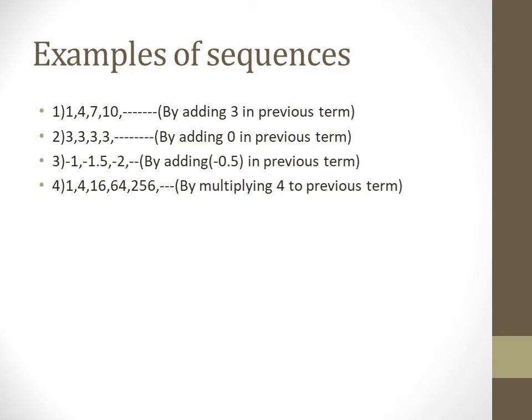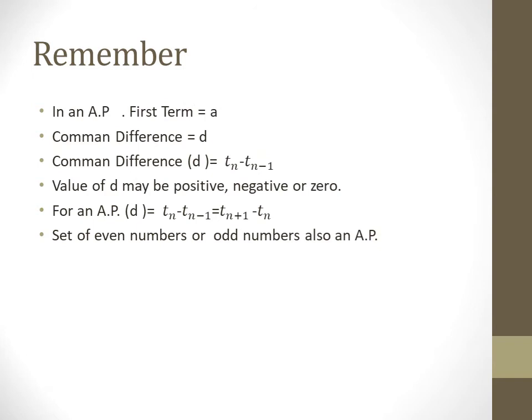1, 4, 16, 64, 256. Here when you observe, the addition does not take place, but what? Multiplication. Correct. 1 times 4 is 4, 4 times 4 is 16, 16 times 4 is 64, 64 times 4 is 256. Means when we want to find the next term of a sequence, we may add some number or we may multiply by some number to get the next term.